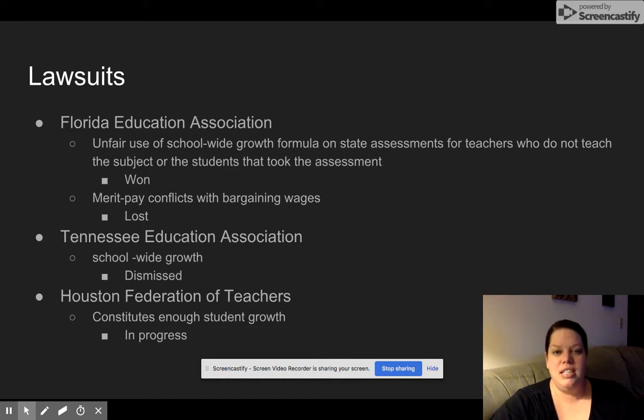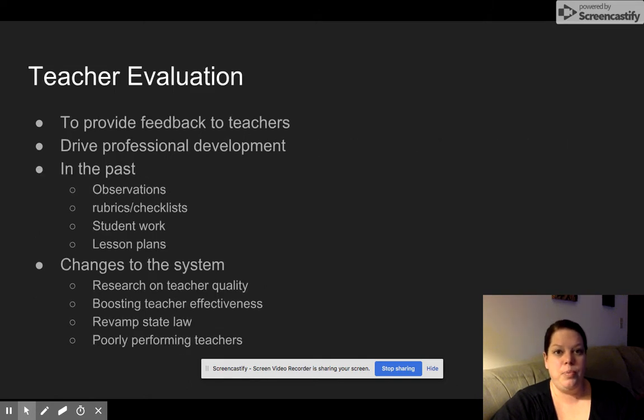So as you can see, as these things begin to change, a lot of teachers' unions start to look at how fair or unfair these things are being used with teachers. So when we think of teacher evaluations, the purpose is to provide feedback to teachers and to drive professional development. That's ideally. In the past, that's been through observations, checklists, rubrics, looking at student work, lesson plans, kind of the day-to-day of teachers.